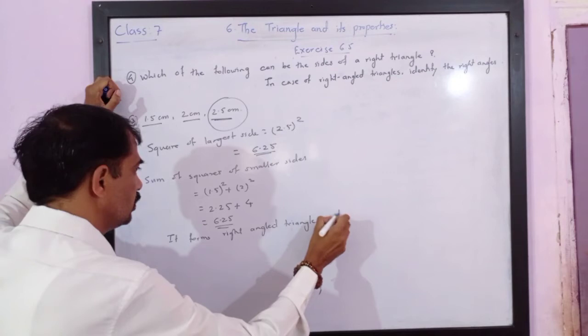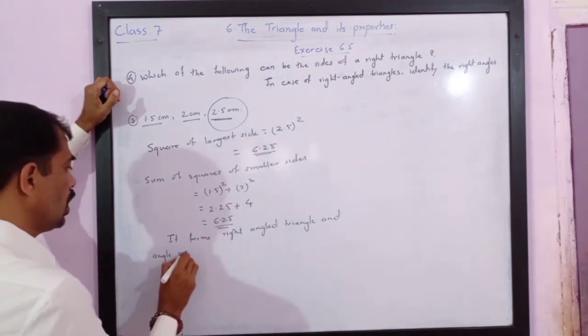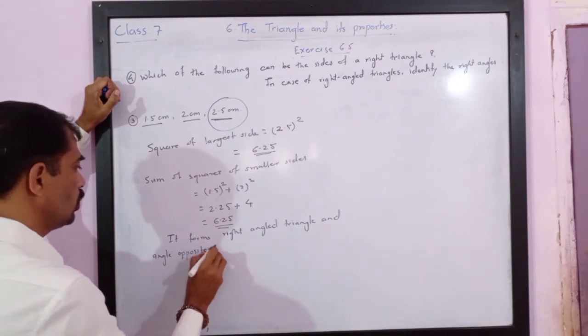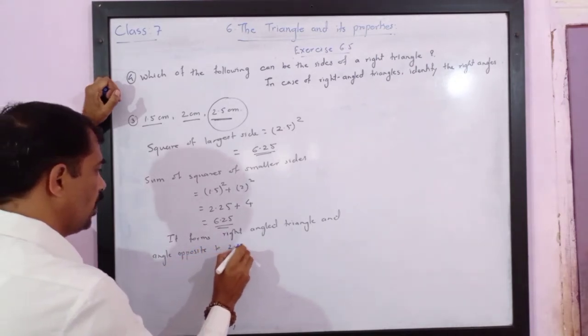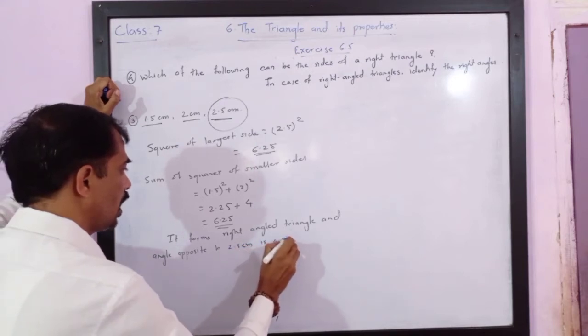And the angle opposite to 2.5 centimeter is a right angle.